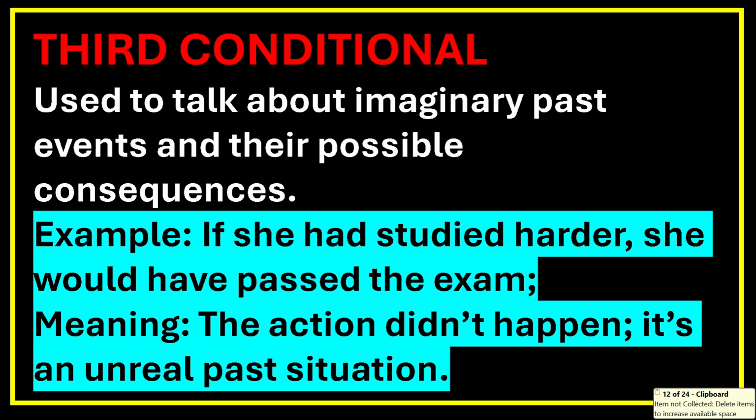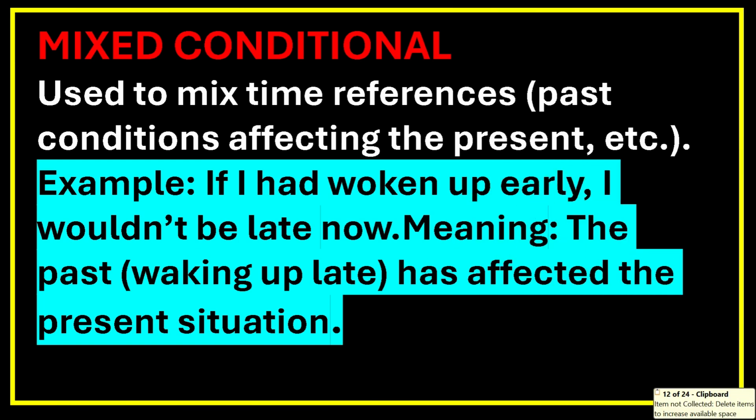Third conditional is used to talk about imaginary past events and their possible consequences. Example, if she had studied harder, she would have passed the exam. Meaning, the action did not happen. It's an unreal past situation. Mixed conditional is used to mix time references, past conditions affecting the present. Example, if I had woken up early, I wouldn't be late now. Meaning, the past, waking up late, has affected the present situation.